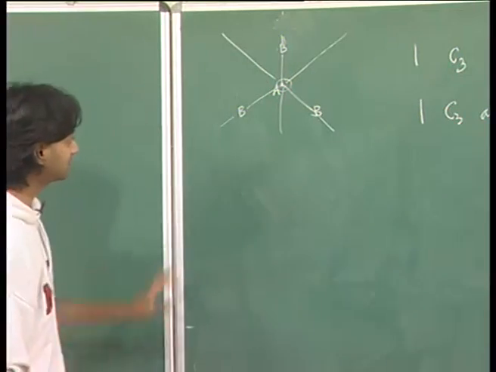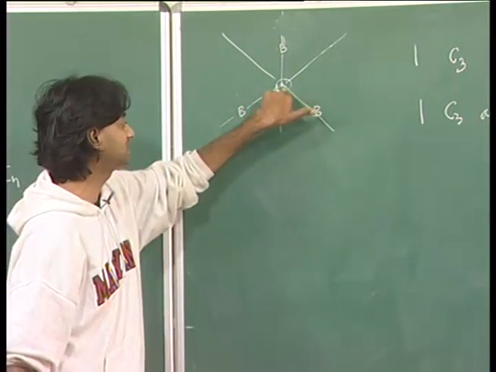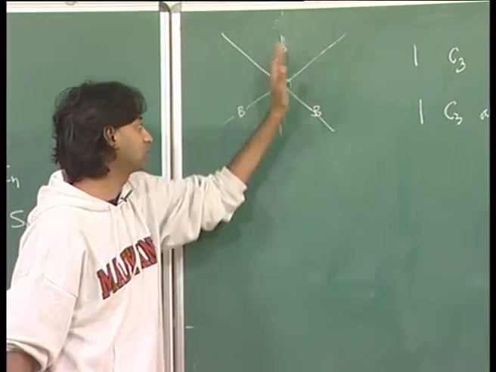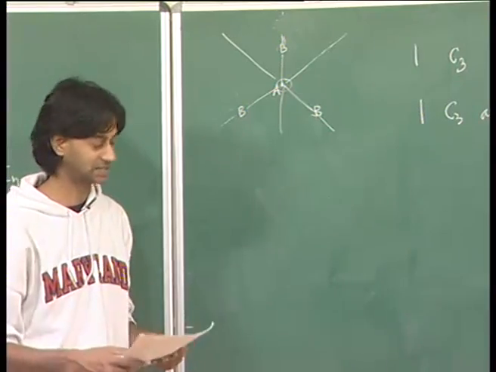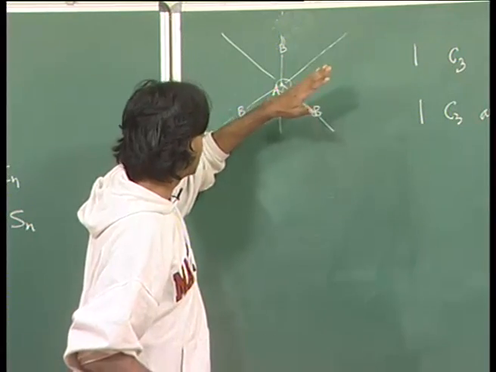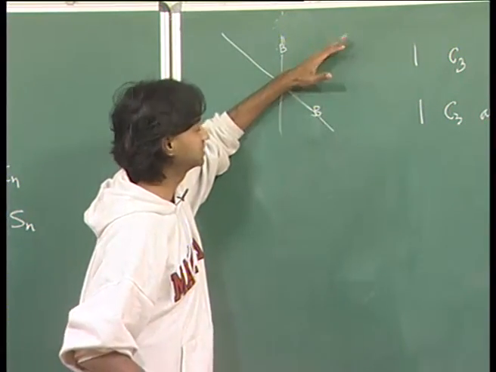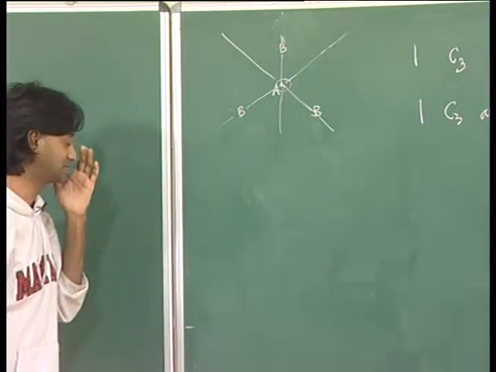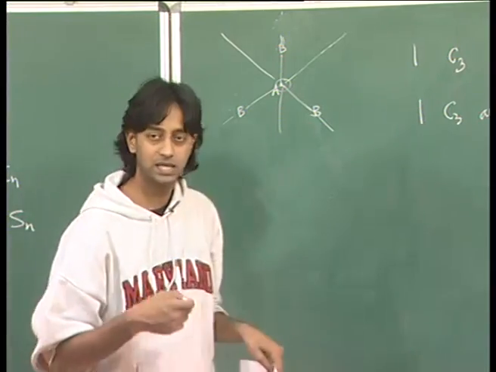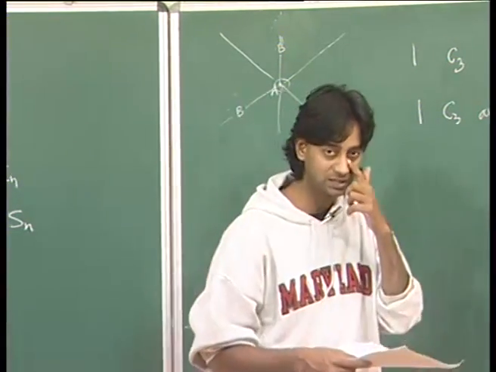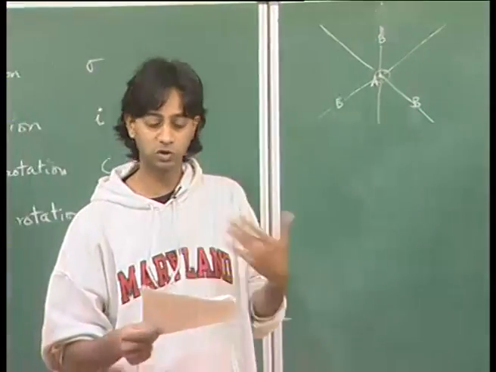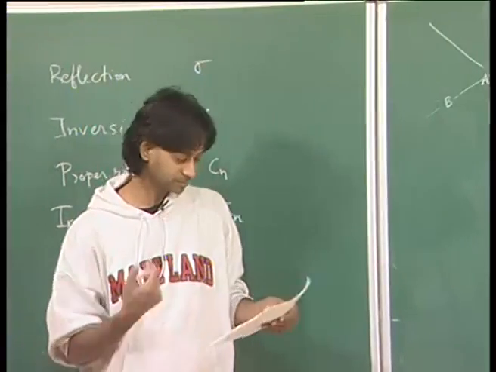Okay, so you'll never have a molecule with just one C3 and one and only one sigma V containing that C3. You'll always have 3 sigma V's containing that C3, just as you would never have a molecule having one C3 and just one C2 perpendicular to the C3. Okay, so these are rules of thumb that you keep in mind, so that when you are listing all the symmetry elements of a molecule, you don't miss any of them.